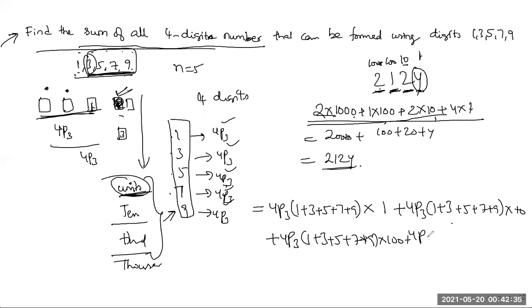The same for thousands place: 1 plus 3 plus 5 plus 7 plus 9 into 1000. So if you take out the calculator and find the value, it will come out to be 6,66,600.